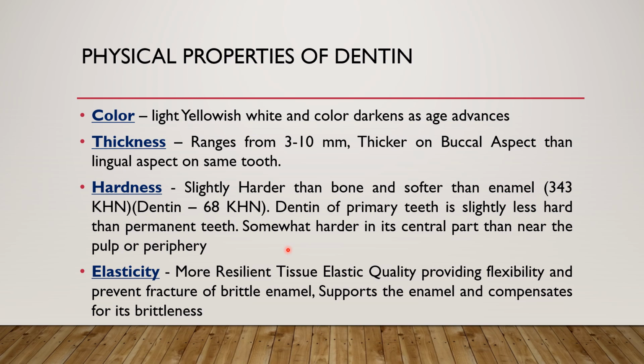Also, there is a difference in hardness between the primary and the permanent tooth. Dentin of a primary tooth is slightly less hard than that of permanent teeth. Within the same tooth, it is somewhat harder in the central part, whereas near the pulp and the periphery it is less hard.